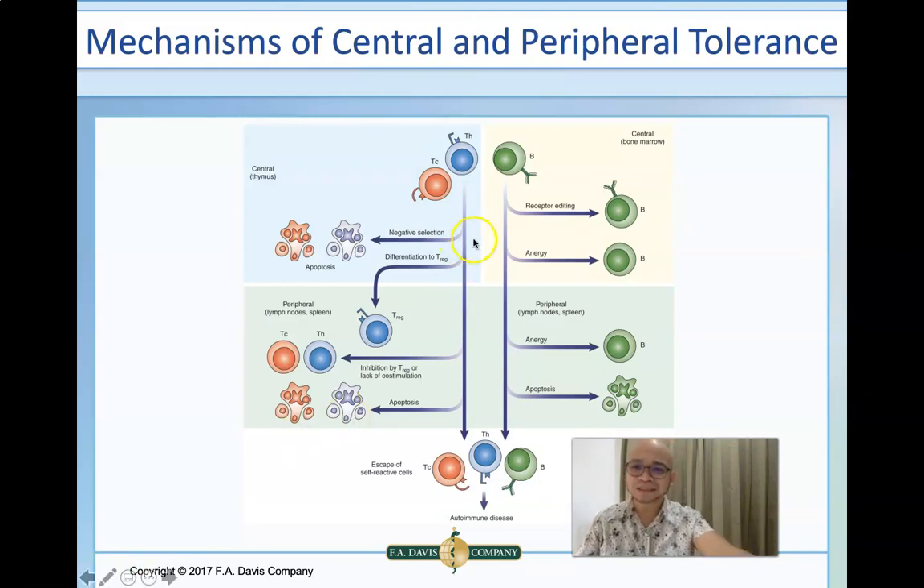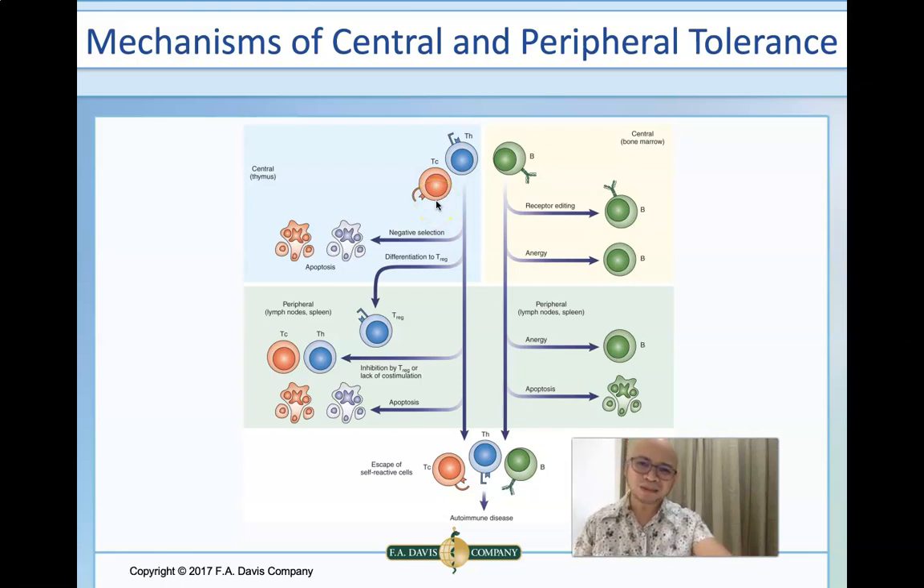So anyway, as you can see here, in the thymus, the T cells mature. It could be a T helper cell or a cytotoxic T cell. As the T cells mature in the thymus, sometime in their life, they can encounter the so-called self-antigens.